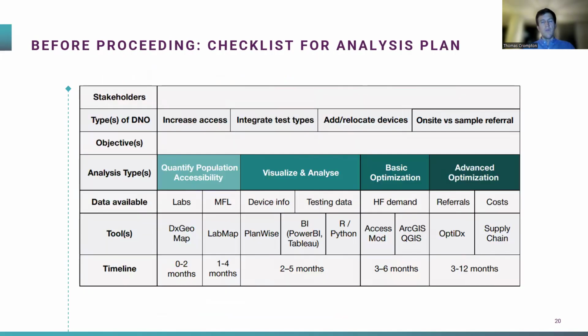By this stage, we've called it a cheat sheet or a checklist. You should understand who your stakeholders are and what type of DNO you want to do. Again, you can do one or more of these. You should know what your objectives are for the analysis, and then you go through this process of: what kind of bucket am I in? Am I in quantify population accessibility, visualize and analyze, or basic optimization? What data do I have available? What tool or tools am I going to use? And it gives you some recommendations or suggestions on how long this will likely take.